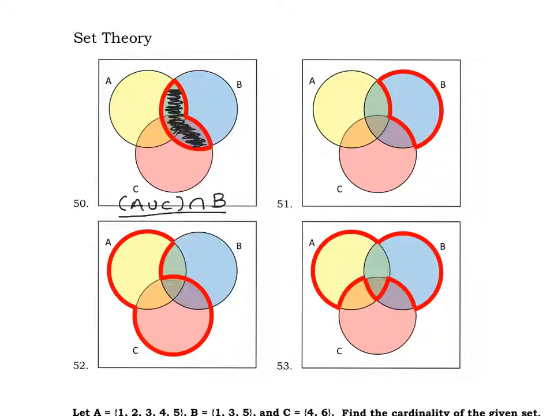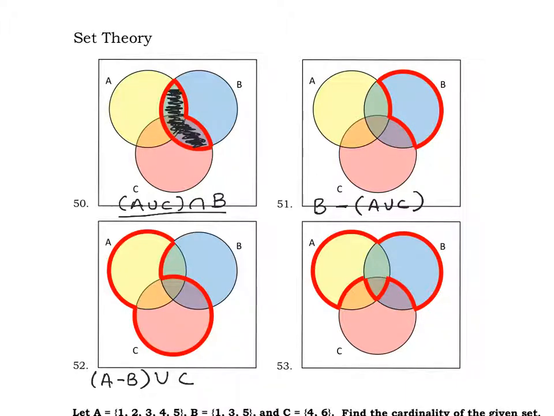Okay, let's look at 51. On this one, I decided for myself that this looks like B, and I'm taking away from it A union C. So again, I know that the key says something different. Okay, on the next one, what this looked like to me was the union of set C and the difference of A and B. Okay?